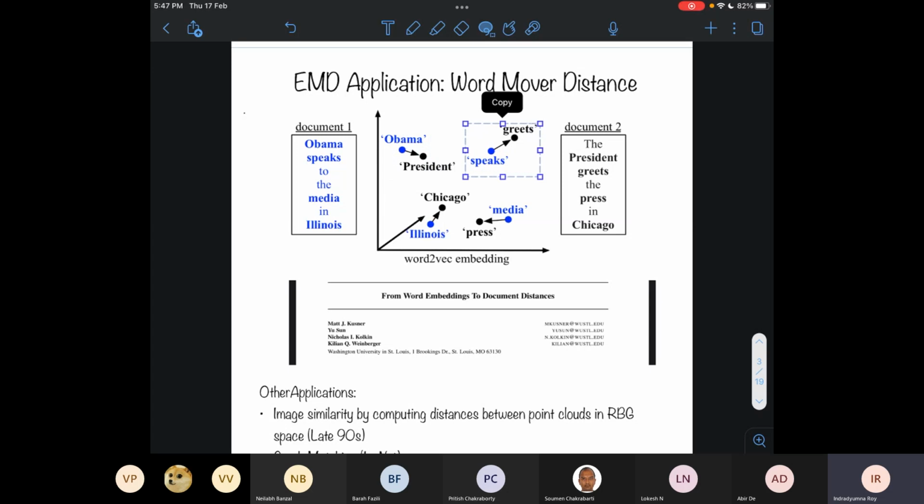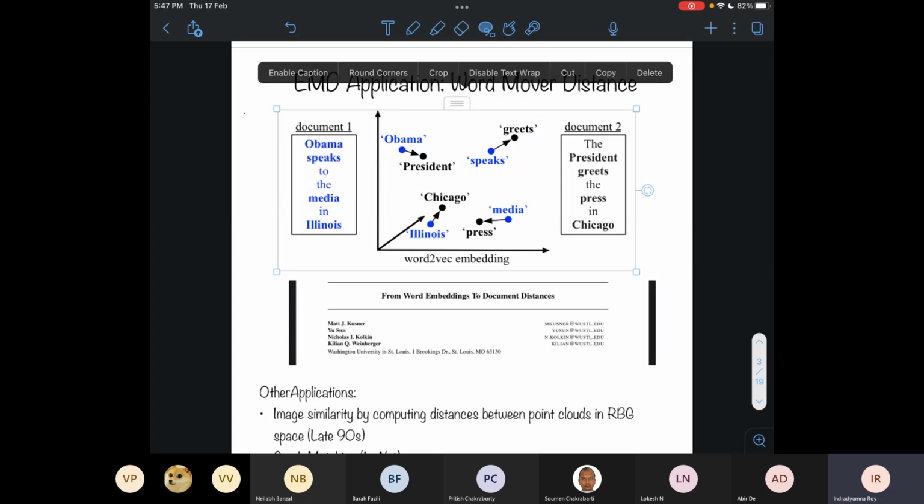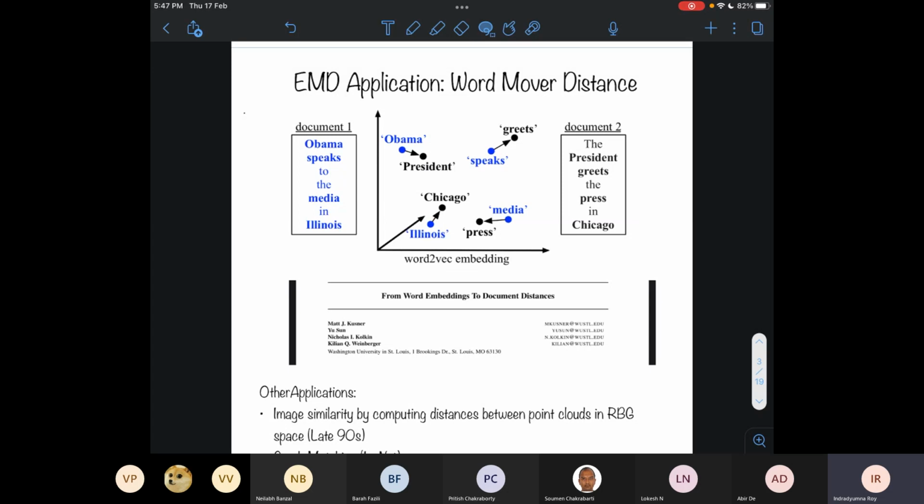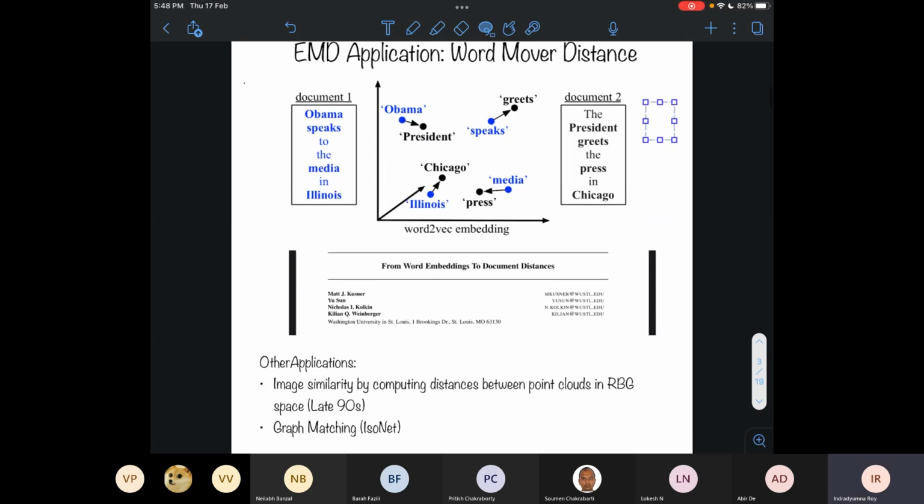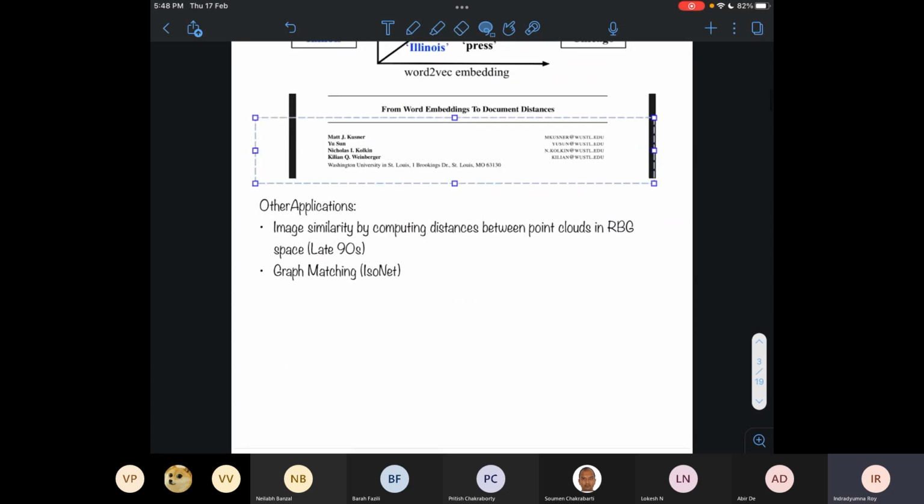So you basically take away the stop words, and you represent each sentence as a set of word embedding vectors. And you have an underlying metric where you have a specification of the distances between the embeddings. And now you want to find the distances between the two sets of word embeddings. And the distance gives you basically a notion of similarity between the two documents. I just gave credits to the author here.